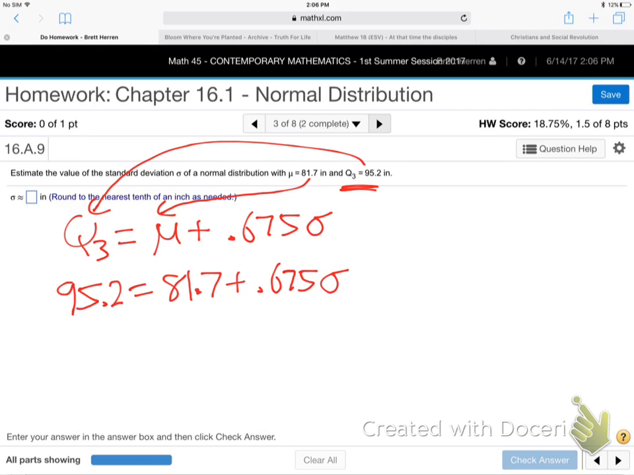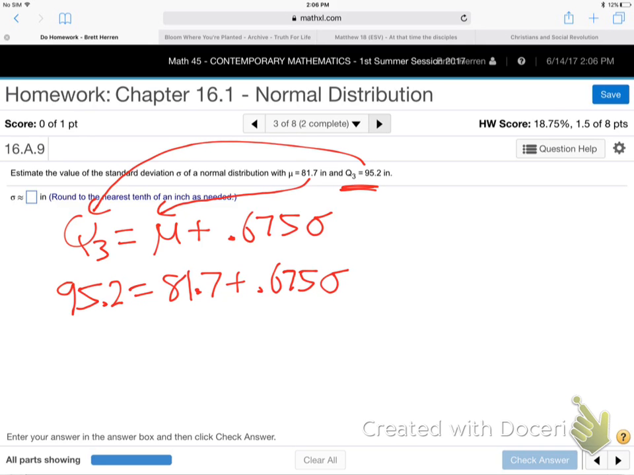Let me slow down there for a minute. Everybody see what I'm doing to that point? See how I just wrote down the same formula that we used on the last problem for Q3. You'll have that on your 3x5 card, the formula for Q3 and for Q1. I'm doing that because they're giving me Q3, right? That's what made me think of it. They're giving me Q3, so I want to use the Q3 formula. I wrote it down. They're giving me the mu, 81.7. They're giving me the Q3, 95.2.